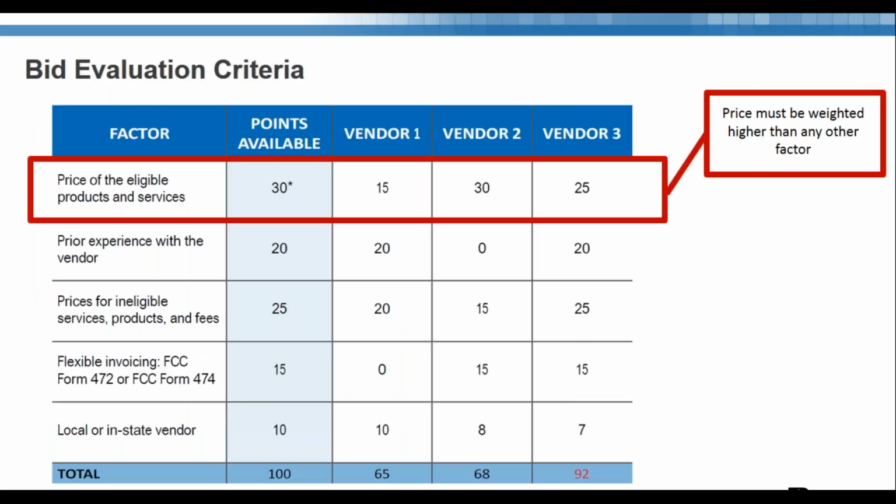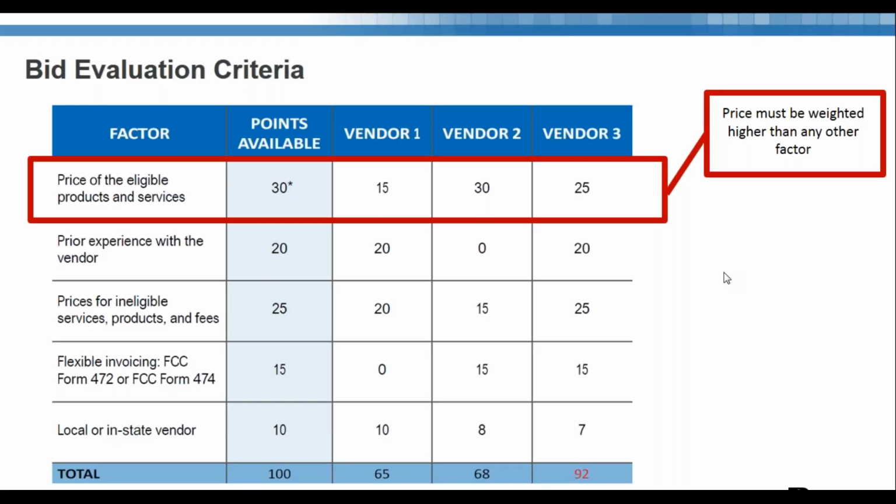Let's take a look at an example of bid evaluation criteria here. When schools are deciding on vendors for E-rate, for the competitive bidding process, the price of services and goods has to be weighted higher than any other factor in their bid evaluation matrix. So this is just an example from USAC that they provide. Here are your 5 factors on the left. The price of eligible products and services gets 30 points out of 100, and it's the highest of all the point values.